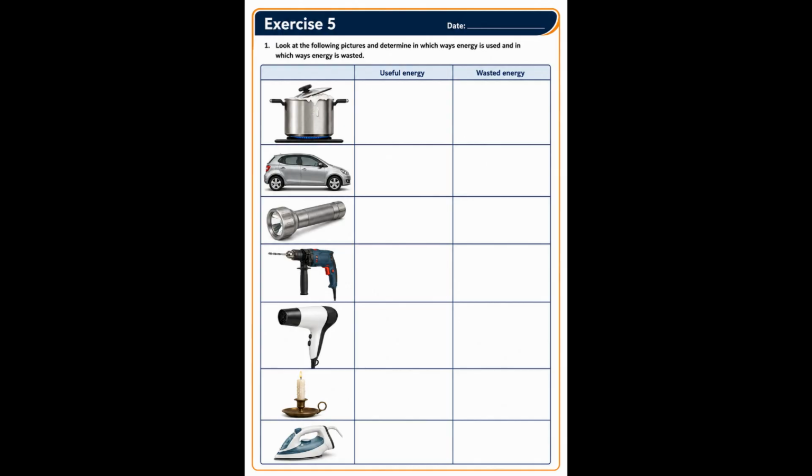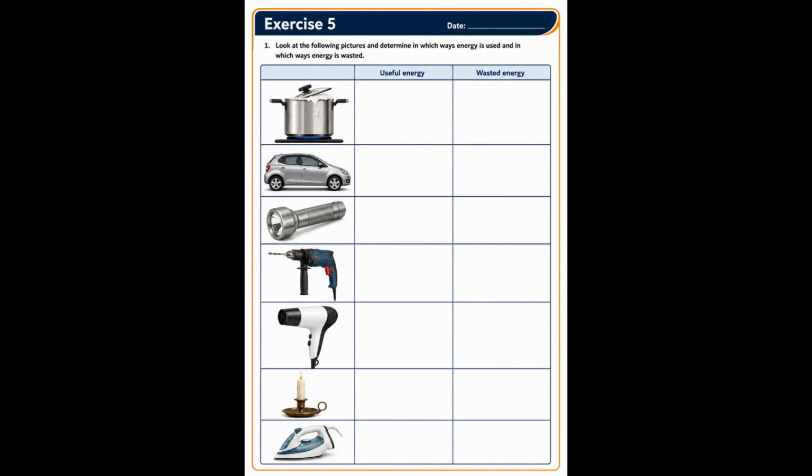The torch uses chemical energy from its batteries. The useful energy is light energy because the torch is used to help us see in dark places. A torch can also become a little warm, so some energy is wasted as heat energy. Write light energy as the useful energy and heat energy as the wasted energy.